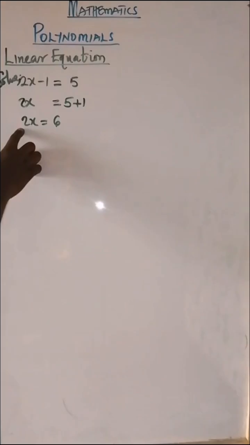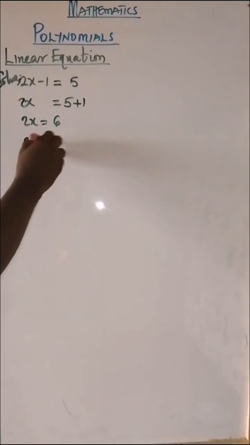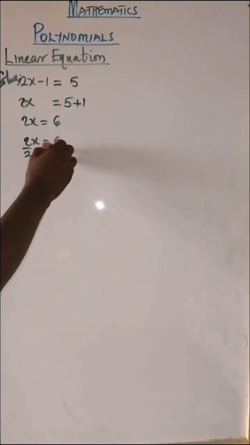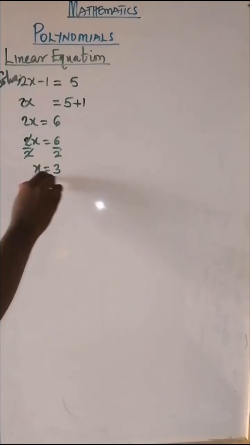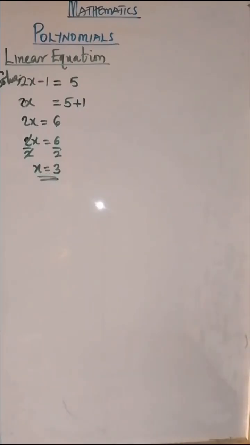What links 2 and x together is times. To remove x, we have to remove 2, we have to divide. So next is to divide both sides by 2. 2 cancels 2. So x becomes 6 over 2, x becomes 3. So it means if x is 3, this and this will be equal.